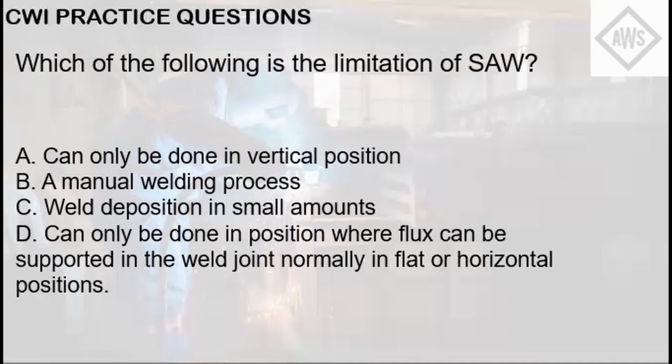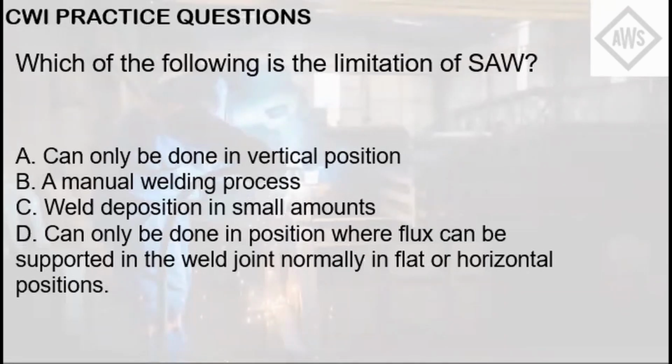So letter A is automatically eliminated. Letter B, a manual welding process. As I alluded to earlier, it can be considered a semi-automatic or automatic process because you can control the wire feeding and the travel speed. So letter B is not correct. It's not a limitation because it's an automatic process.